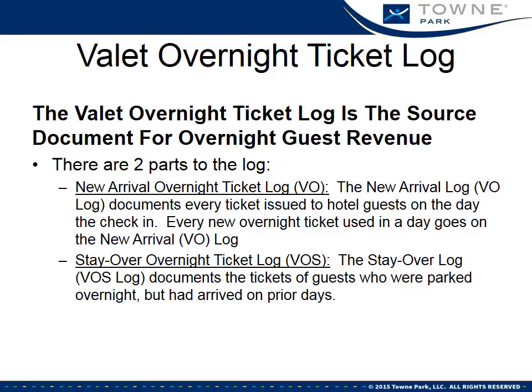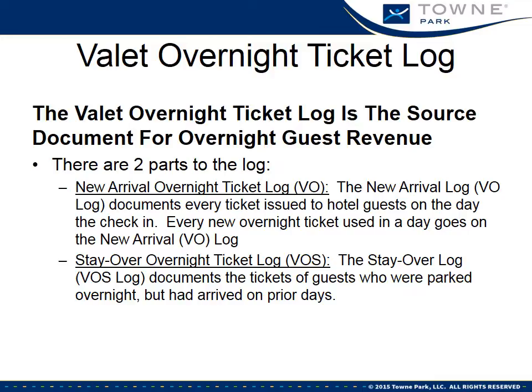A key term in revenue operations is a source document. This is the document that determines how much revenue we either earned or collected during a given day. For overnight valet revenue, the source document is the Valet Overnight Ticket Log. It has two components which are usually listed on two different pages.